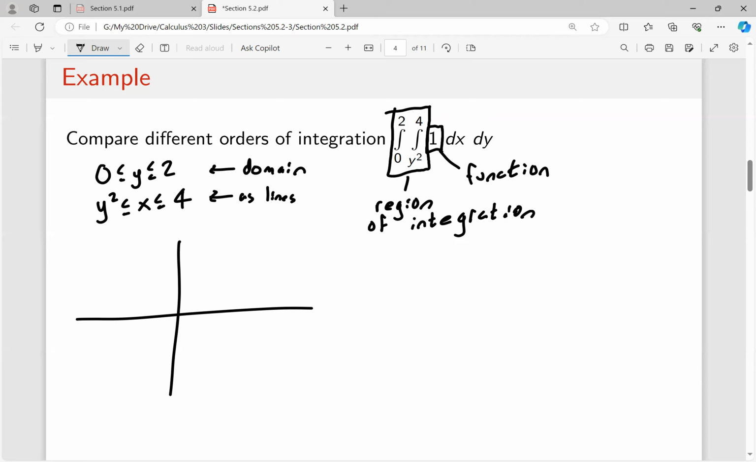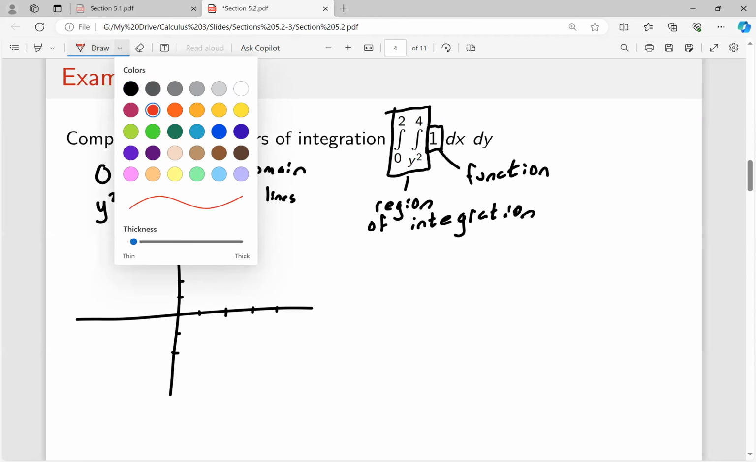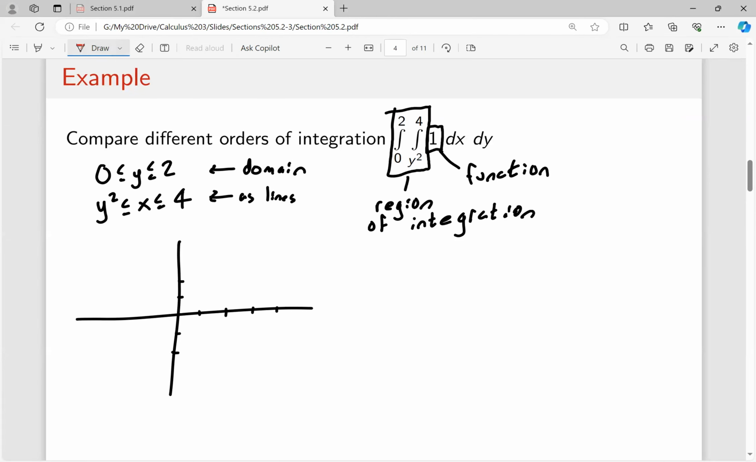Okay, so if I draw, let's see, x equals 1, 2, 3, 4, and y equals 1, 2. And let's draw in red, how about? So then x equals 4 is a line. Think of it as a line. And then x equals y squared is the parabola that goes to the right instead of up and down. So there and there. And I guess you could keep going, but you don't have to.